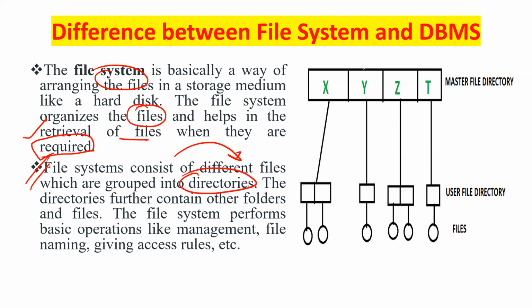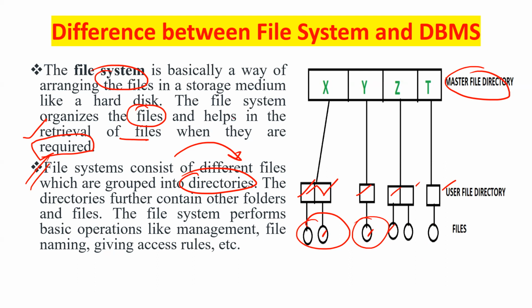Like here, X, Y, Z, T are the master file directories. Clear? Under X there are two file directories, under Y one, under Z, under T. So under these file directories there are further files. Clear? So if you want to change anything under that, we have to change it in each place. So it is very difficult to change in that way. This is one of the disadvantages which we will discuss later on. Clear? Why? What are the difficulties which we have to face here?